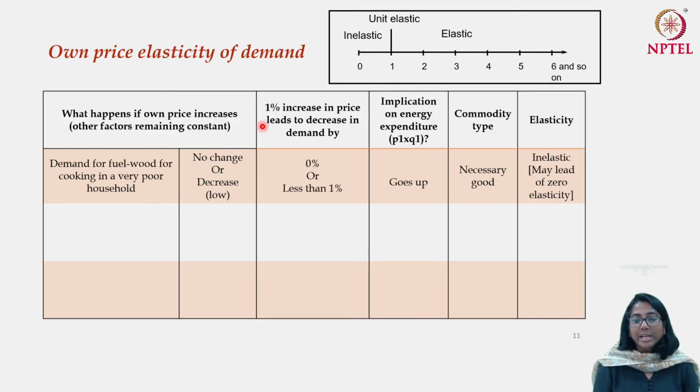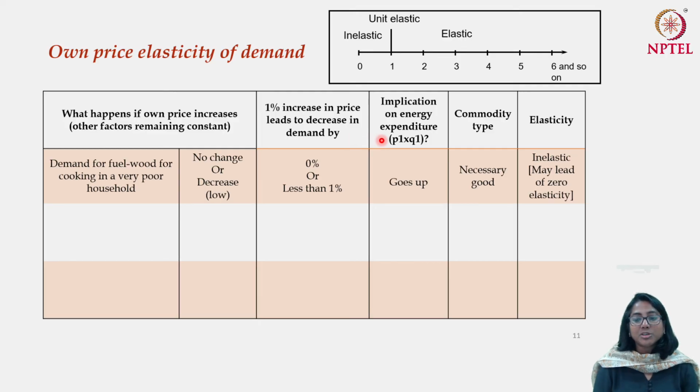So anyway, a 1% increase in price will never lead to a fall in demand of more than 1%, because fuel wood is a necessary commodity for this particular household and you don't have any cheap substitute available.